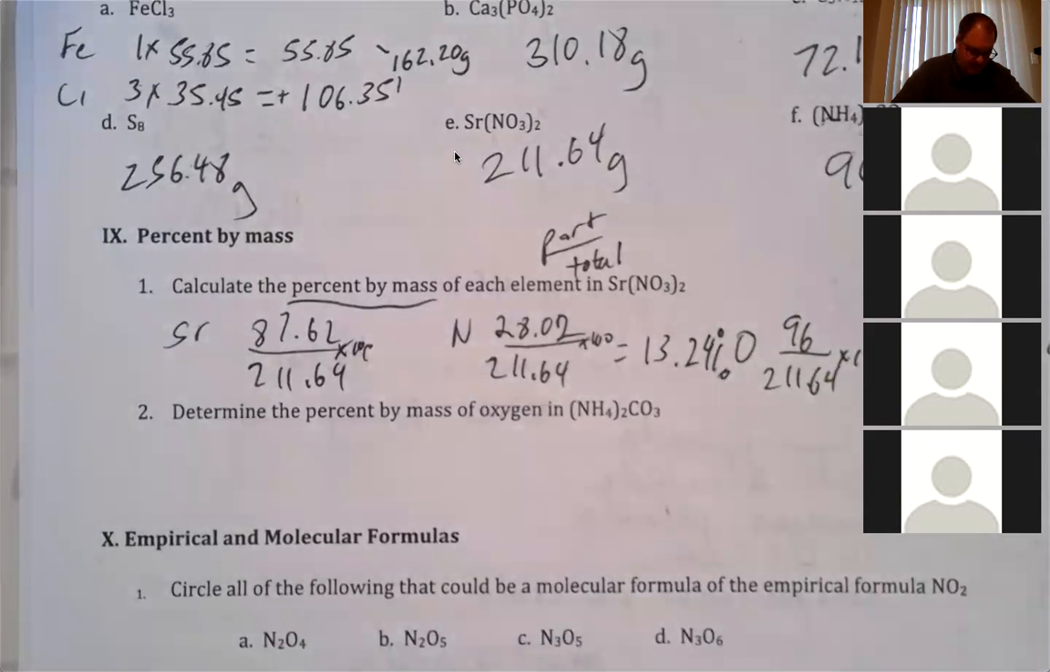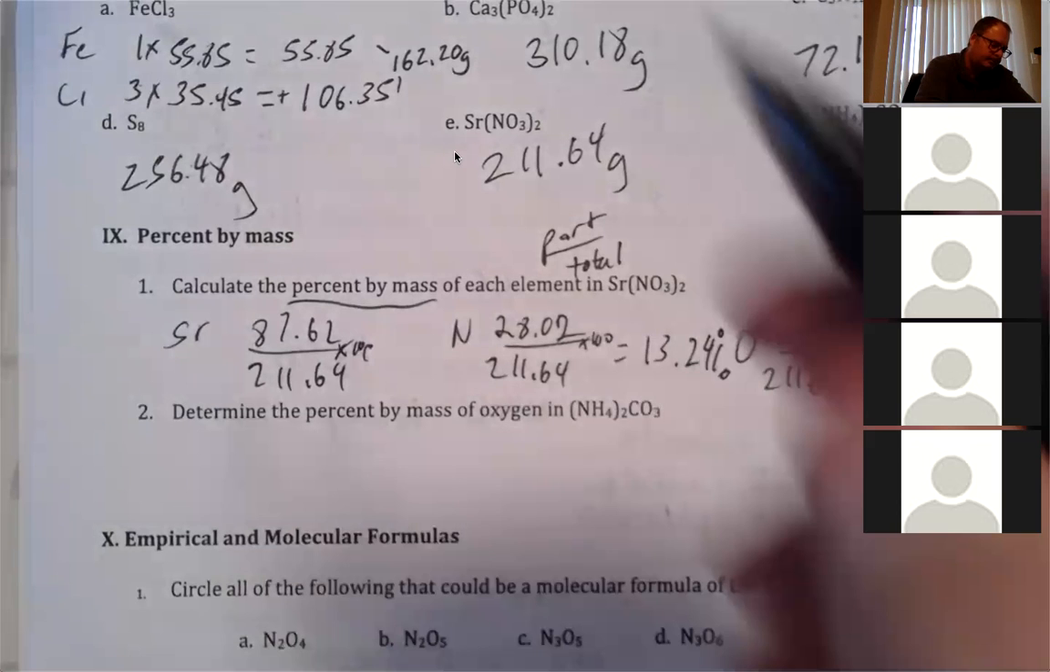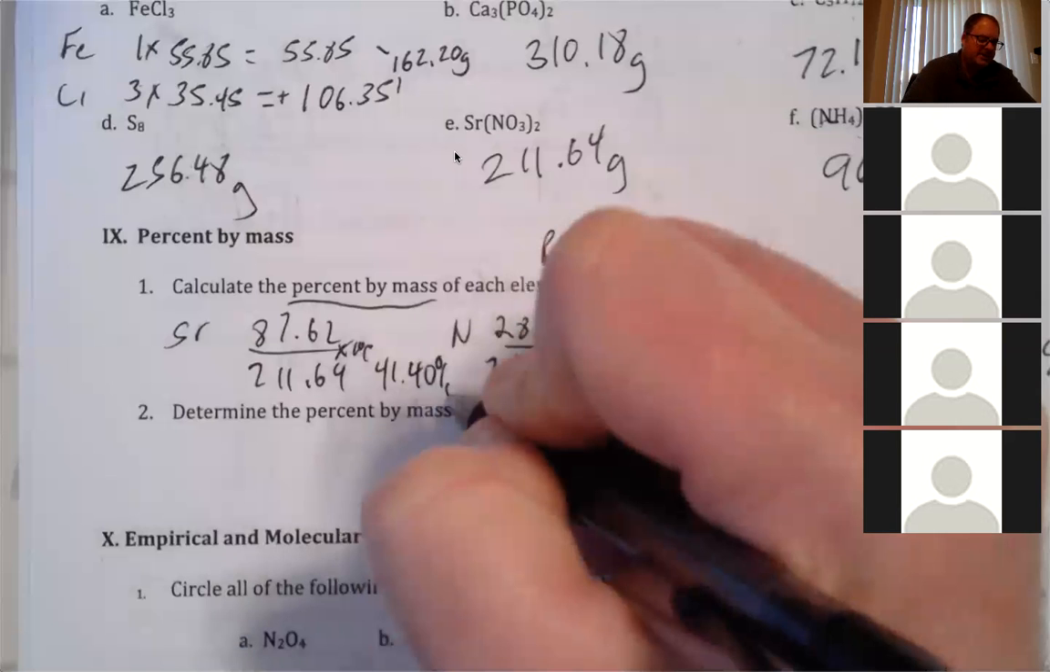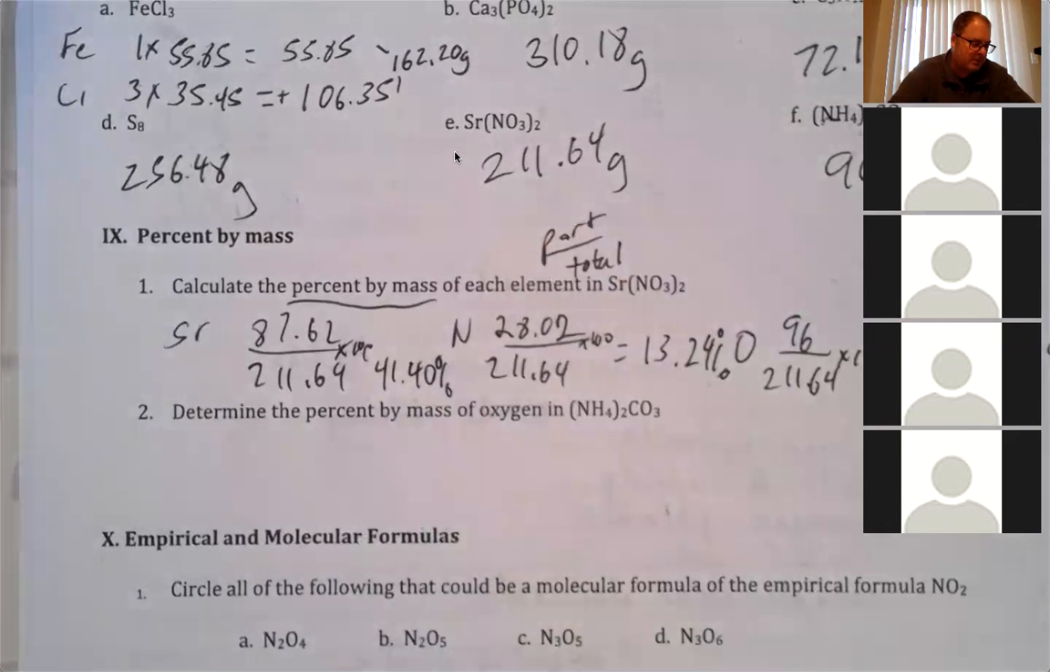87.62 divided by 211.64 times 100. It's about 41.4004. And the cool thing is all these added up should equal 100. Let's check. 41.4 plus 13.24 plus 45.36. That would be 100. So there we go.